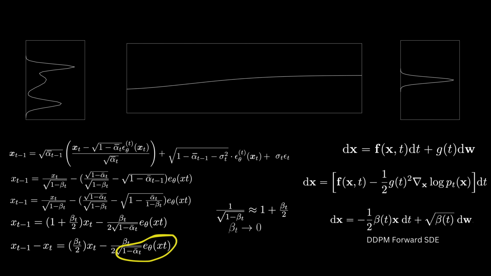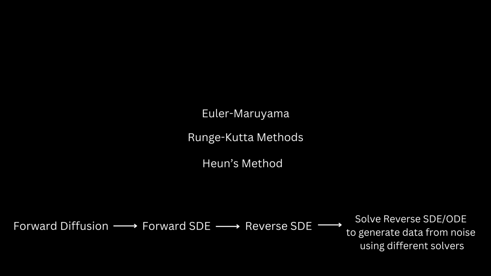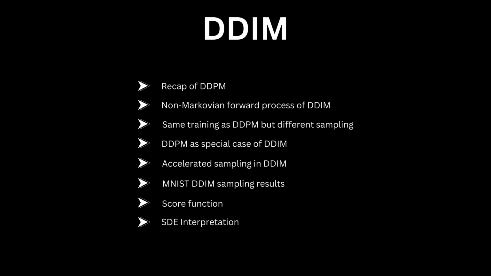The SDE interpretation, apart from allowing us to reach the same conclusions but from a different perspective, also enables us to start using a pool of solvers that exist for solving SDEs. We can just use different solvers for our SDE or ODE, and we'll end up with different sampling techniques, some of which allow us to achieve even faster and higher quality samples. That brings us to the end of everything that I wanted to cover for DDIM.